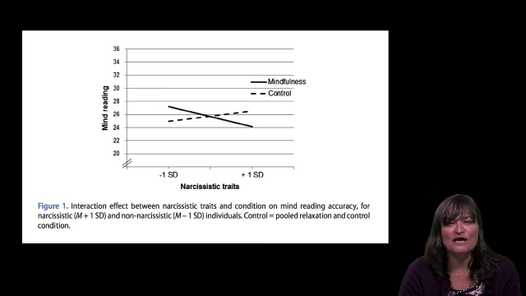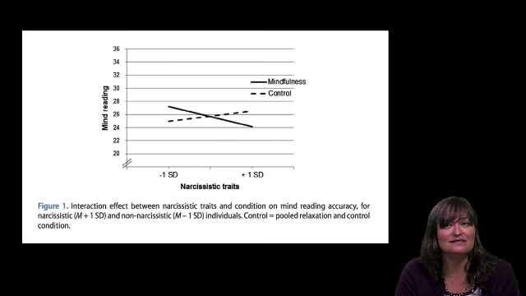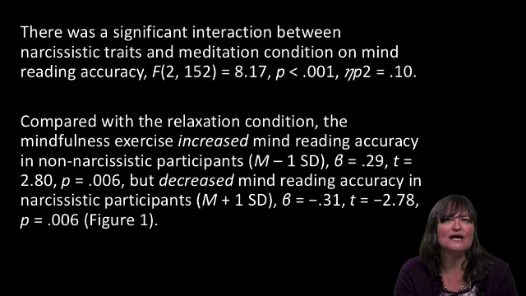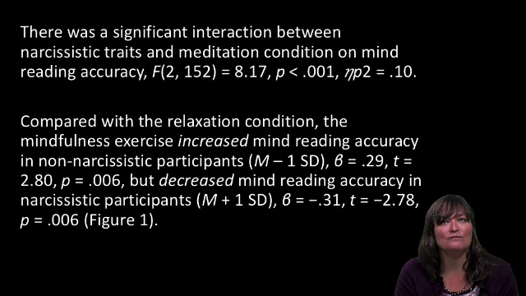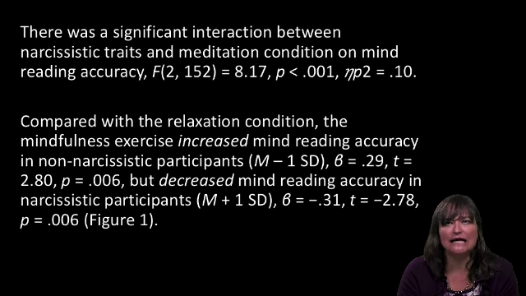Here's the actual results from that study. So they're confirming that there was an interaction between narcissism and meditation condition on mind reading accuracy. And here's how they discuss that in their paper. Listen for the same sort of discussion that you've been hearing in class and with Amber. There was a significant interaction between narcissistic traits and meditation condition on mind reading accuracy. And then they're giving a big, long, ugly, statistical looking thing that's telling you why they're able to say that, why they're able to draw that conclusion.